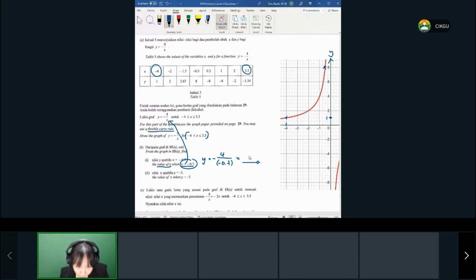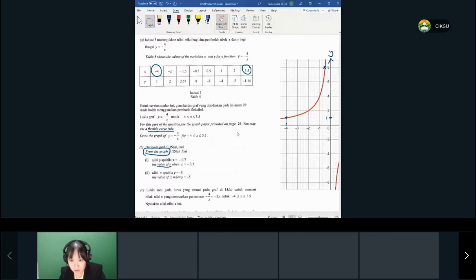The answer will be correct, yes, but you will not get any marks because you did not follow the instruction from the question. The question says you must use the graph to find the answer. They don't want you to do substitution. I just want to point this out because some students actually do that. So from the graph, let's do that together.